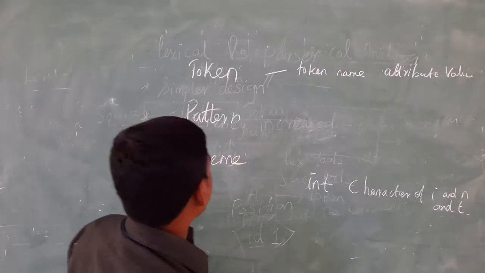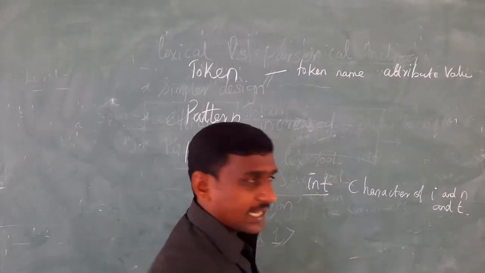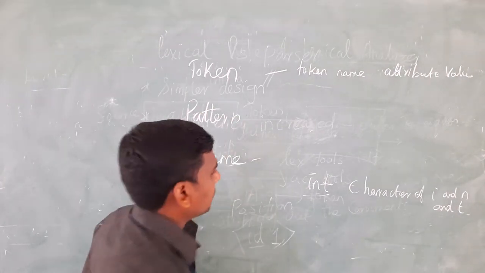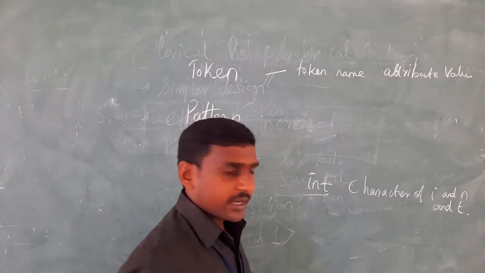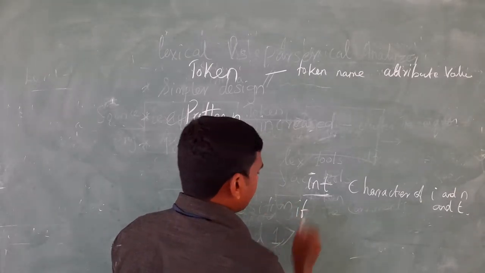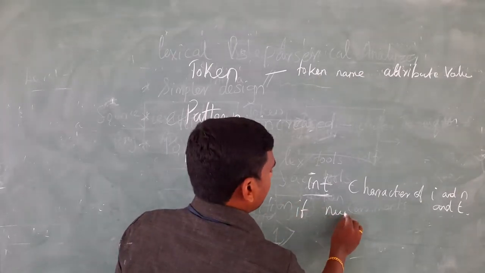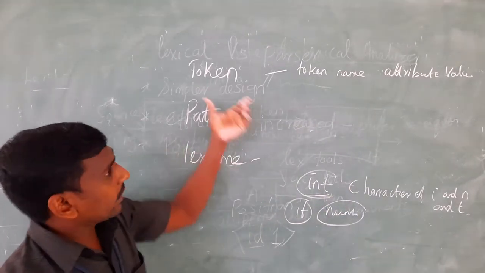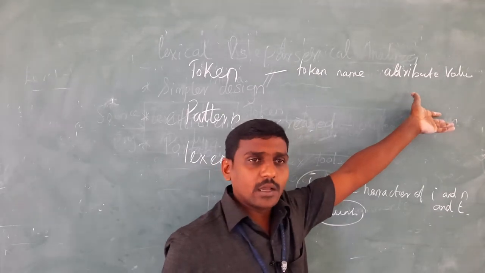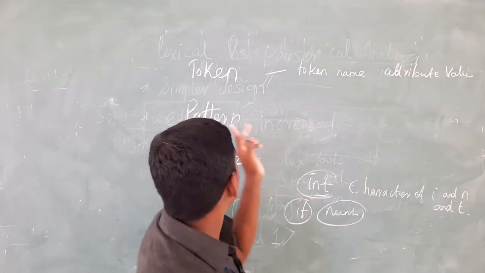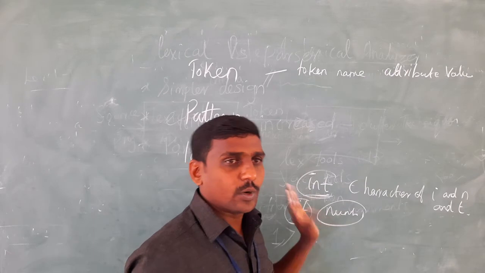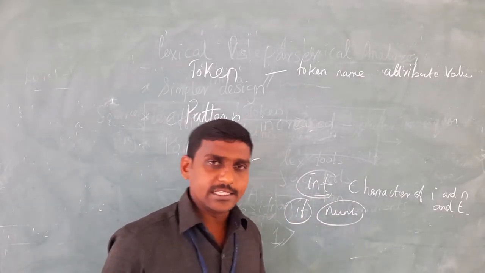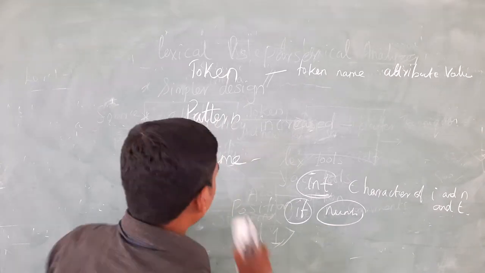What is a lexeme? A lexeme is a sequence of characters in the source program. For example, int is a lexeme, if is a lexeme, and a number, a sequence of characters, is a lexeme. Clear? So what is a token? It consists of an attribute name and attribute value. What is a pattern? It describes the lexeme. What is a lexeme? It is a sequence of characters in a source program. Clear? Okay.